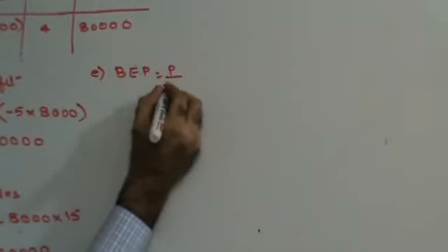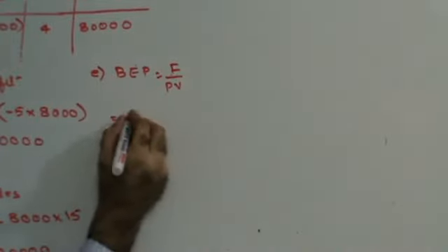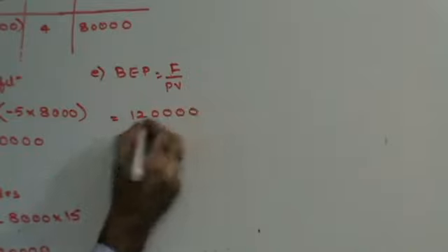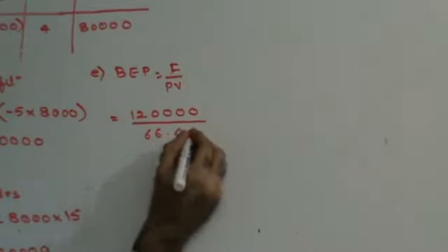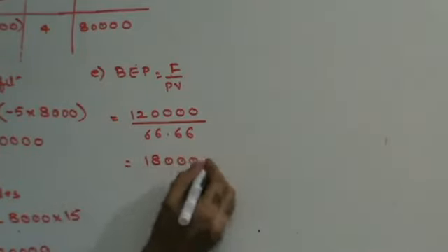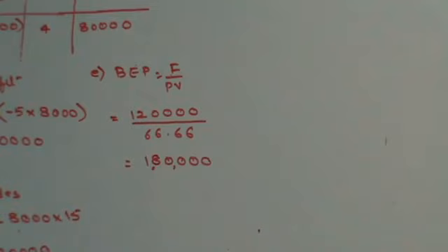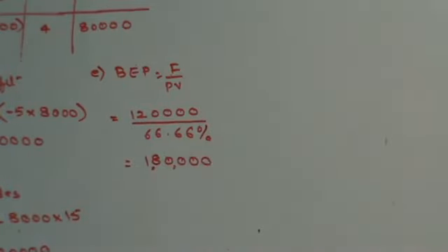BEP is F upon PV. F we found out as 1,20,000 divided by 66.66%. So BEP will therefore be 1,80,000. Right, 66.66%. This finishes the sum.